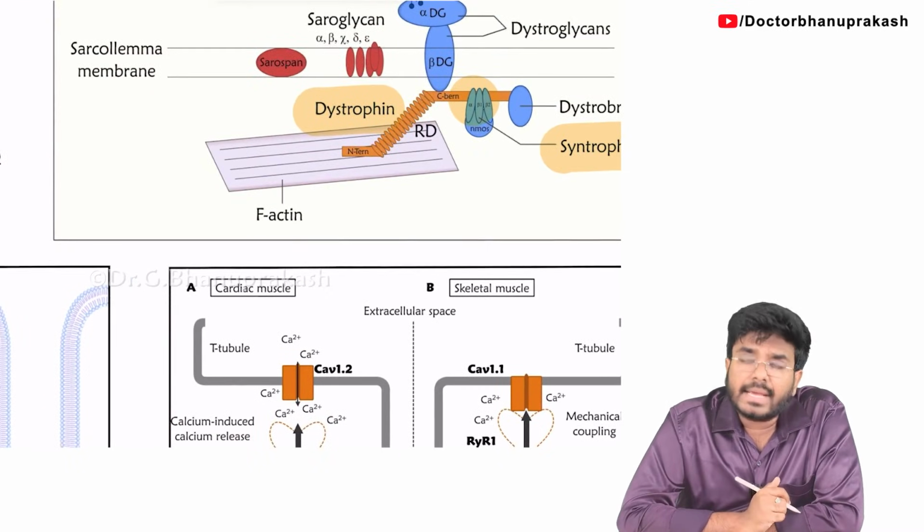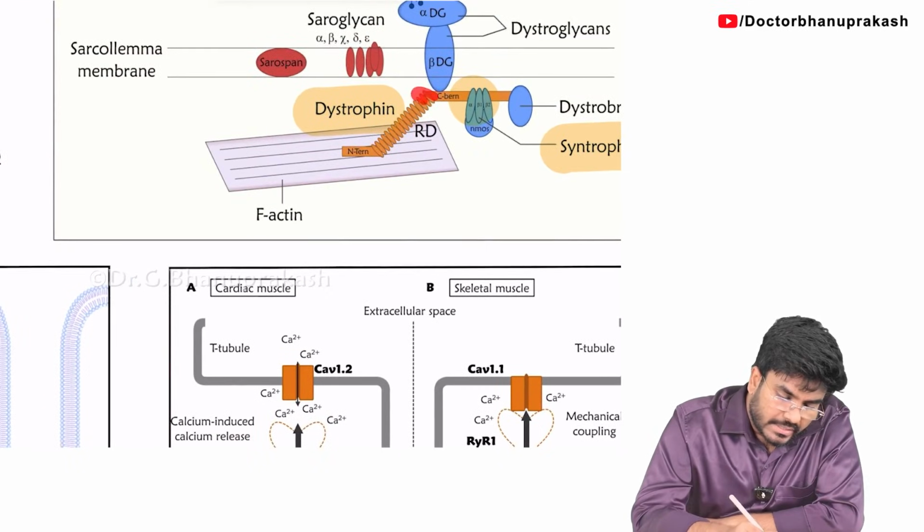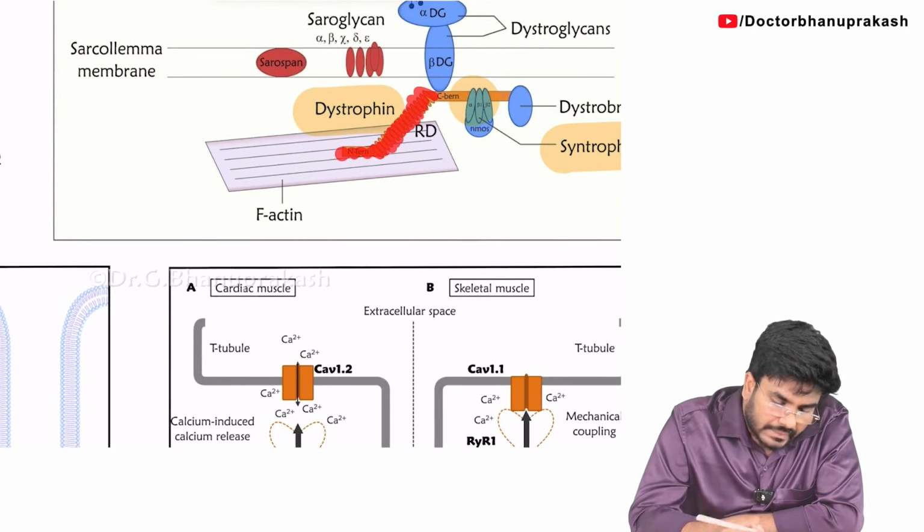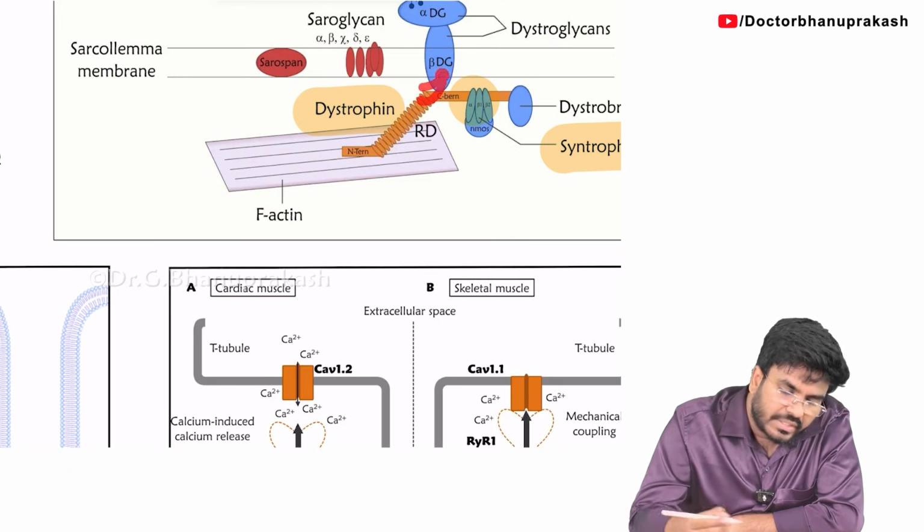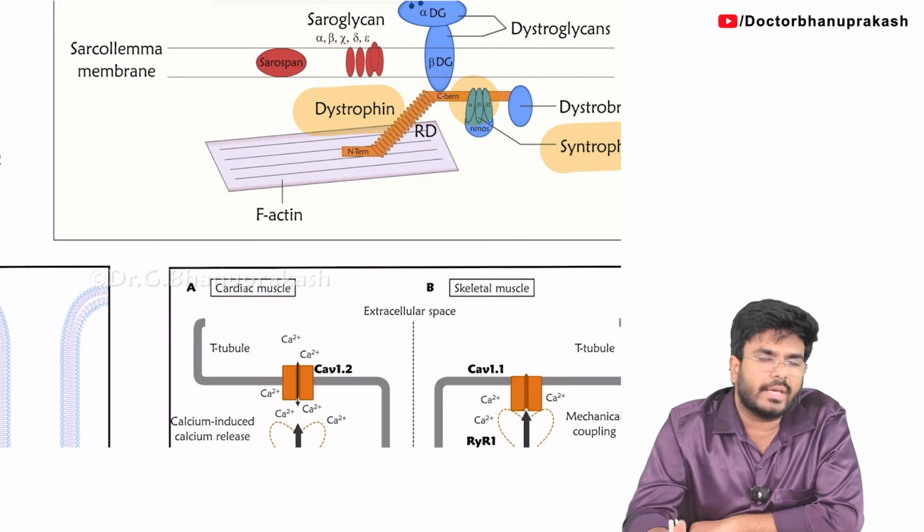Now, within this diagram, you can very clearly see this protein called dystrophin. Here is the dystrophin. This dystrophin is attached with what? Intracellularly, on one side it is attaching with the dystroglycan, or the cell membrane.